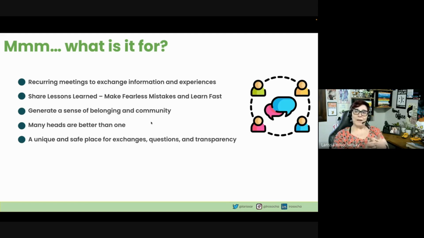Many heads are better than one. With a community, with this chapter, we are able to find solutions for some of the issues that we have. They are really important. And also a unique and safe place for exchanges, for questions, and transparency.